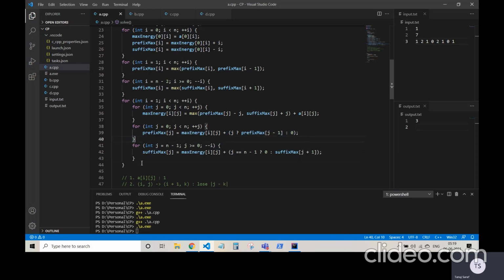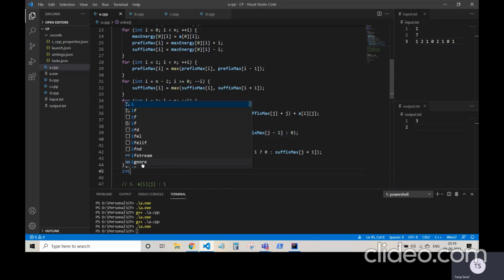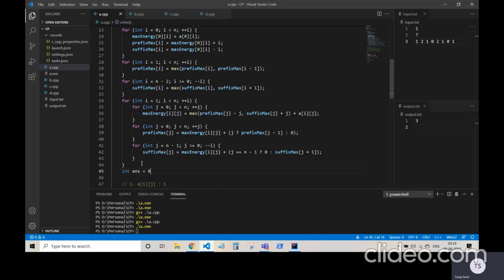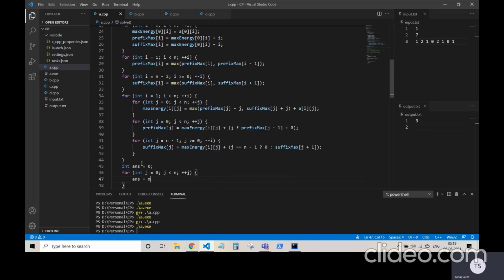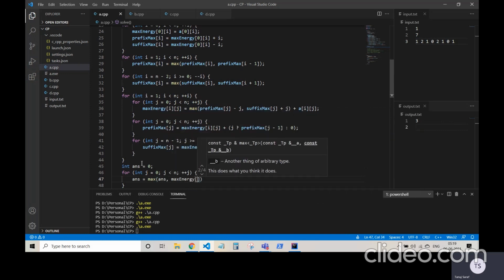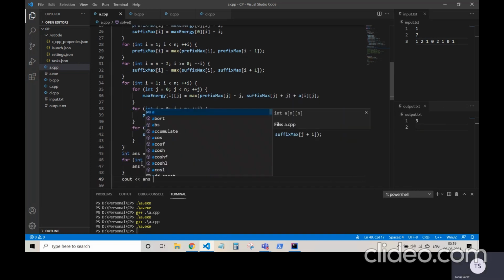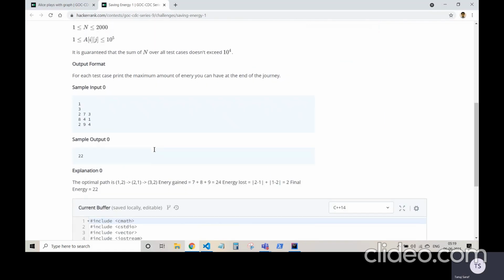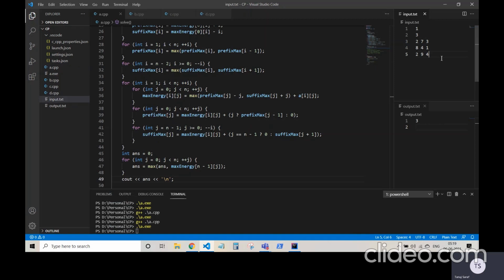Yeah, so this looks good to me, and finally we would have our answer as the maximum energy that we have till the last row. So we would have to iterate over all the columns and take the max of the maximum energy over all columns, right? So this is the last row, that is n minus 1 and j. And I think this is all for this problem. Let's try it on the sample test cases, and I think this should work.